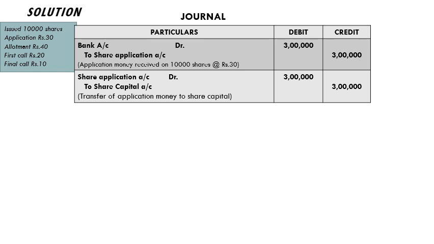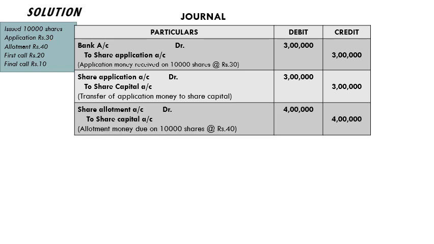The next case, we need to make the allotment due. Generally, for making this allotment due, the entry is share allotment account to share capital. Share capital account is being credited. Allotment money due on 10,000 shares at rupees 40 each.